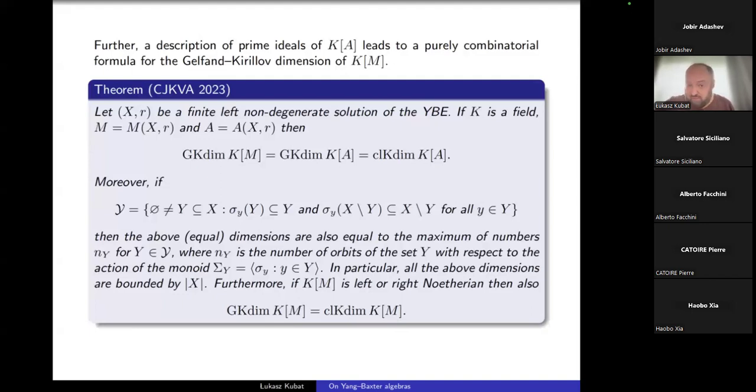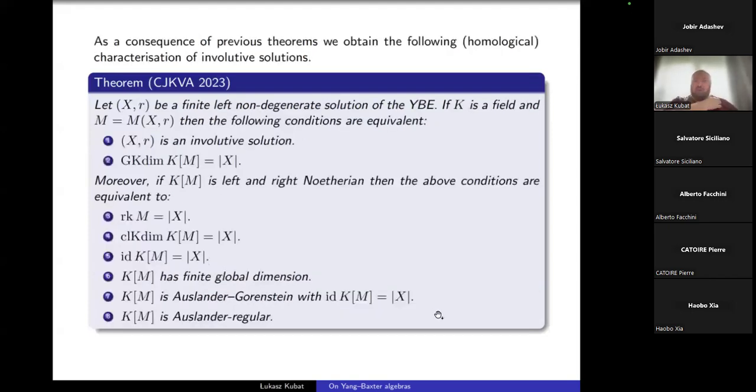And using this description of the dimension, it's also possible to give some homological characterization of solutions in terms of properties of the corresponding Yang-Baxter algebras. For example, we have the following characterization of the involutiveness. Having a finite left non-degenerate solution, this solution is involutive if and only if the GK dimension of the corresponding Yang-Baxter algebra is maximal possible.